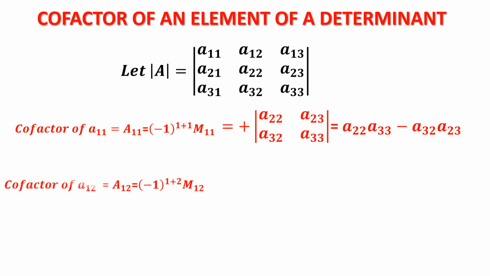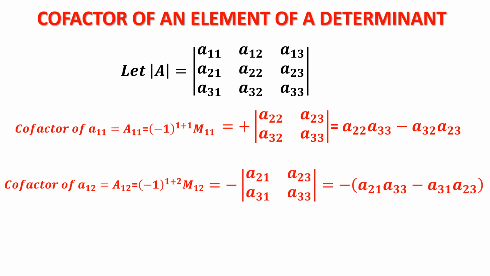Now can you guess what will be the cofactor of A12? It is (-1) to the power 1 plus 2, because (-1) to the power i plus j. For M12, how to get it? The first row and the second column are to be removed. That is why, while expanding a determinant with respect to the first row, we took a minus sign for the second element. Now this is the same thing. I think you can now guess it.